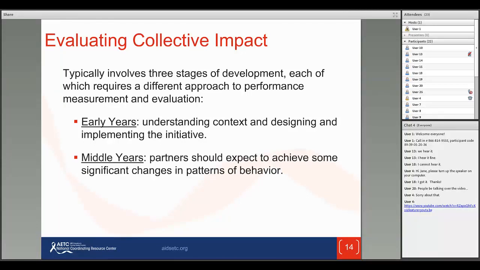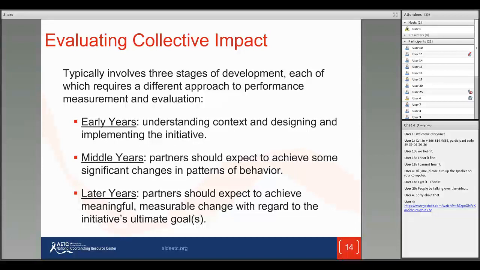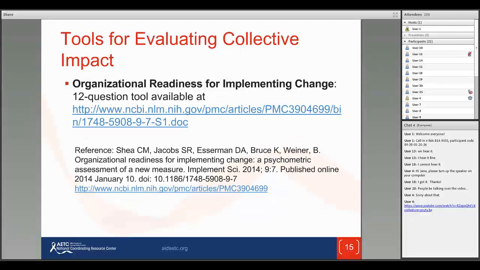In the middle years, 3 to 5 years, we should expect to see some significant changes in behavior patterns, and then in the later years, we should really be able to capture some meaningful and measurable change with regard to the partnership's ultimate goals or shared vision. And Hep C San Francisco has, of course, done quite a bit within the first 3 years, so it does lead me to believe that some of those organizational relationships and partnerships may have been on the ground at the onset, but establishing those partnerships is one of the most time-consuming processes of the collective impact approach. Getting the right people at the right table, and having that broad representation as well as the community represented as well.